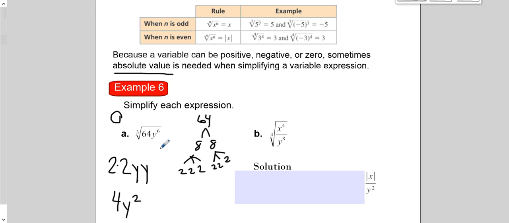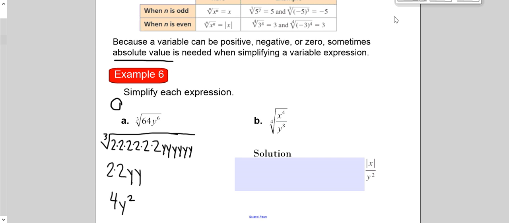Okay, so here we go. If we take the time to write it out, we get a set of 3. These 3 2's became 1 2 outside because we're looking for sets of 3. Then we had one set of 3 y's and a second set of 3 y's. And that's why it was 4y squared.